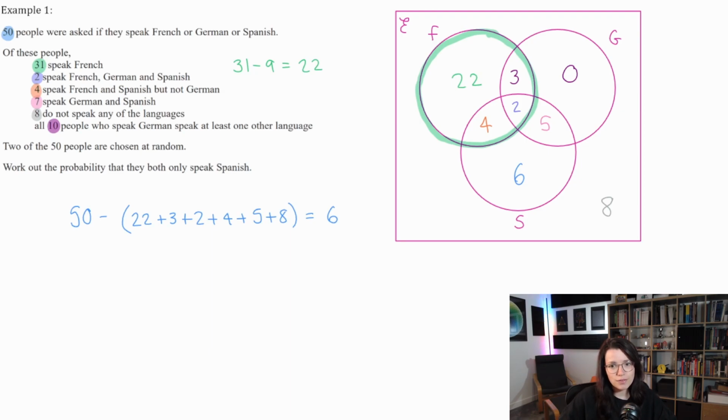So it says 2 of the 50 people are chosen at random. Work out the probability that they both only speak Spanish. So for the first person, the probability that they only speak Spanish, that's going to be 6 out of 50. And then for the second person, because we've already picked one from the 50, it's going to be out of 49 to choose from. And we've already picked one of the people that only speak Spanish. So we can say that the second person's probability is going to be 5 out of 49. We then times those two together and we get 3 out of 245 as our final answer.